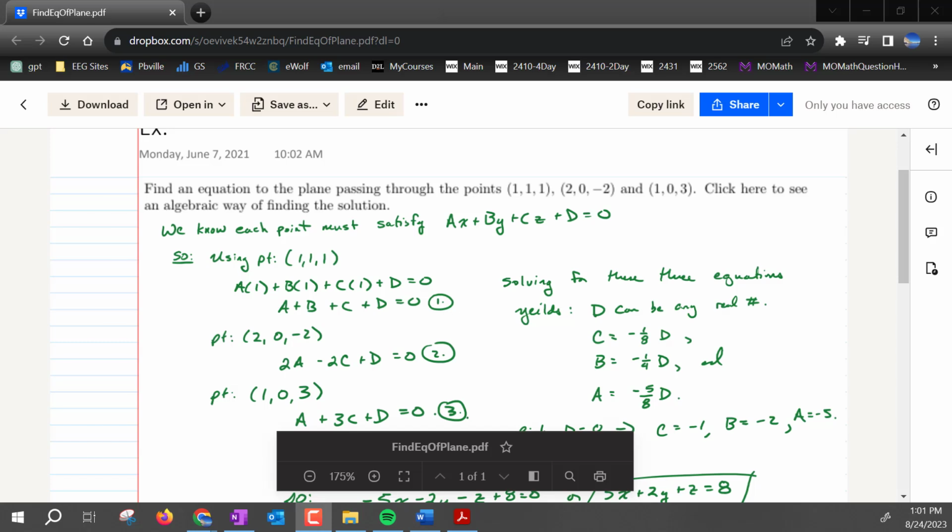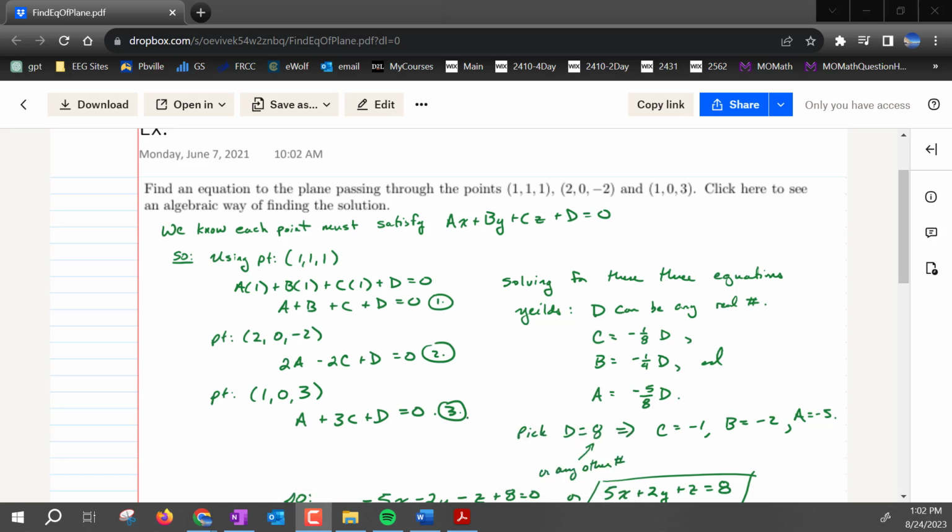Then I take my second point, which is the ordered triplet 2, 0, negative 2, and I plug all 3 of those values into the original equation. So we've got 2a. Again, I replace the x value with 2, the y value with 0, and the z value with negative 2. I plug that into the equation, and we end up with this second equation. If I do the same thing with the third point, everywhere I see an x, I replace it with a 1, every y with a 0, and every z with a 3. This gives me a third equation here.